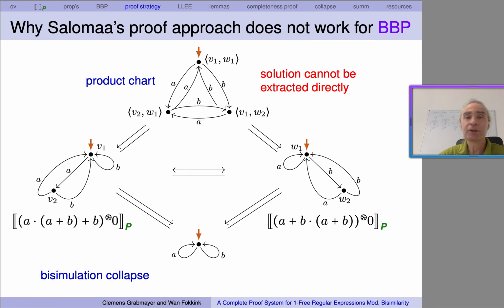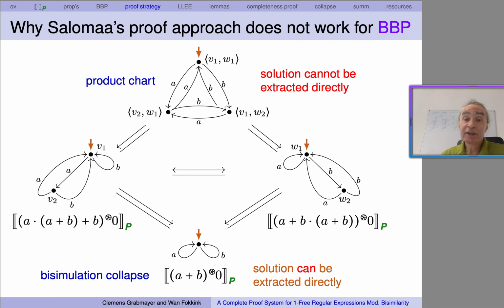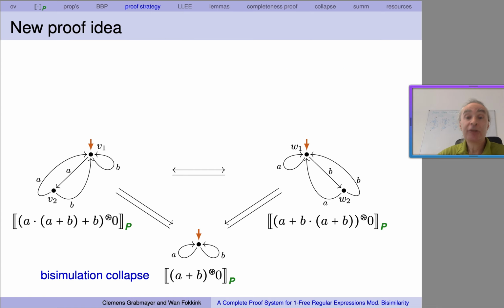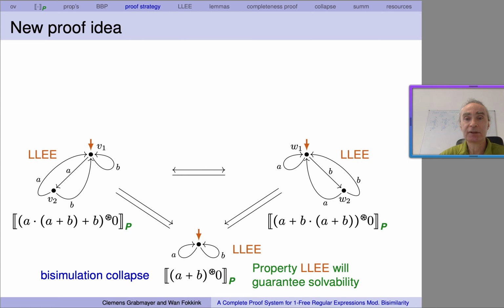So this is not possible here, so we have to look for a different way, and one way would be to go downward instead of upwards and go downward to the bisimulation collapse. Here it's easy to extract a regular expression from it in this example, and the question remains, can a solution always be extracted directly from the bisimulation collapse? That is not clear from the outset. However, we will show that this is the case by using a property, LEE, a graph property that holds for chart interpretations and that is preserved under the bisimulation collapse.